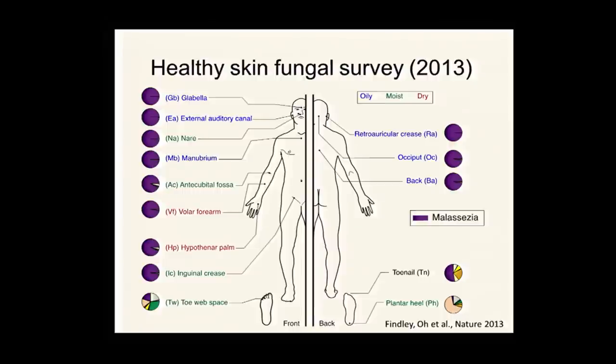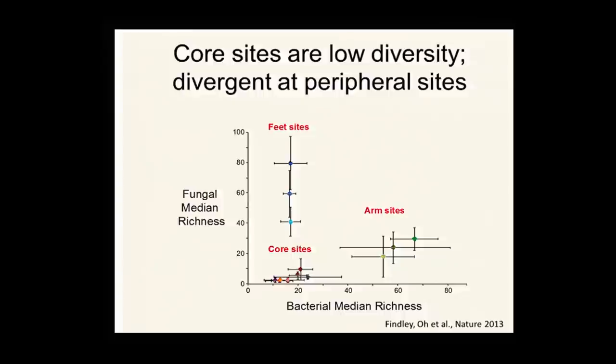In fact, we see a predominance of Malassezia. There are different genera of Malassezia, but you can see that in the feet, in fungi, all the action is really in the feet in healthy volunteers, which may help you understand why we see toenail infections, athlete's foot, and other really foot fungal involvement, that these are the sites that have the greatest fungal complexity. But the bacteria and the fungi are really associating differently with the human body.